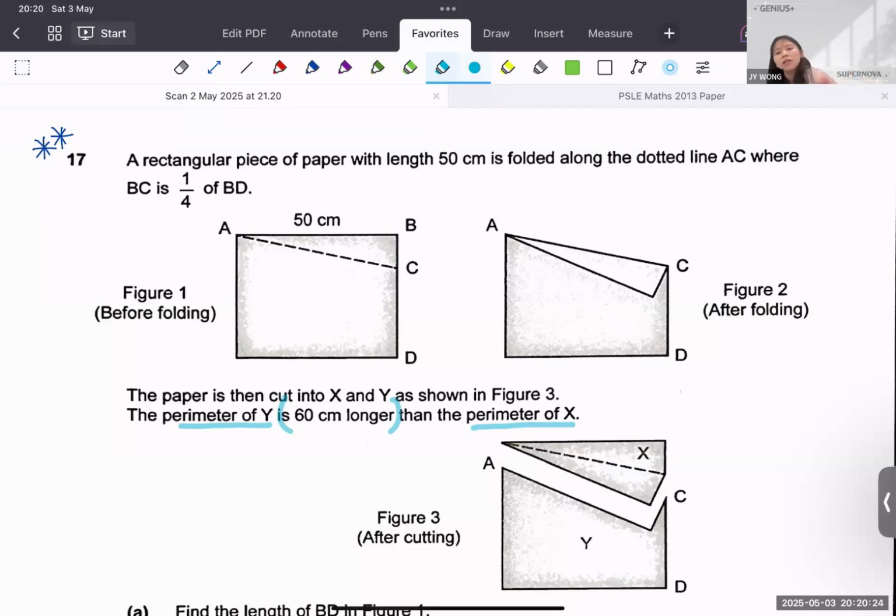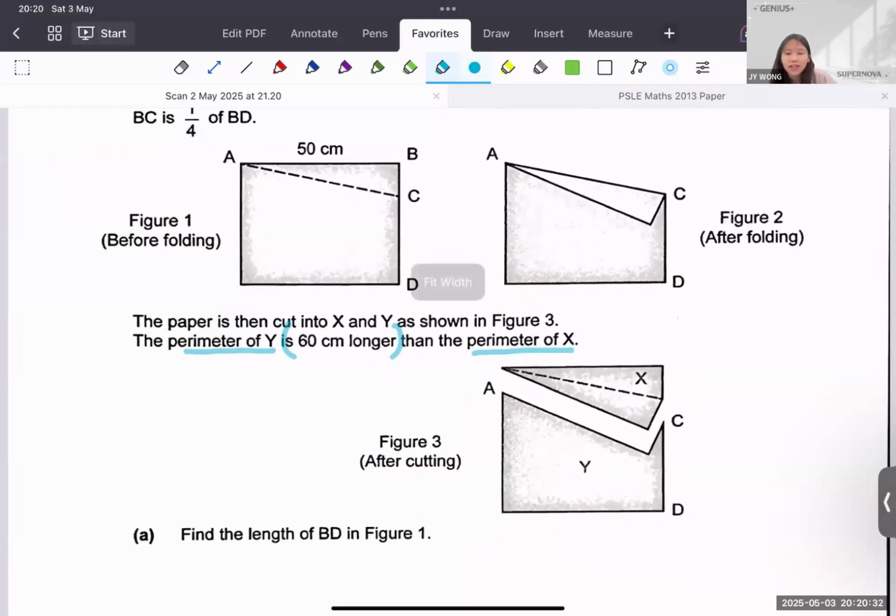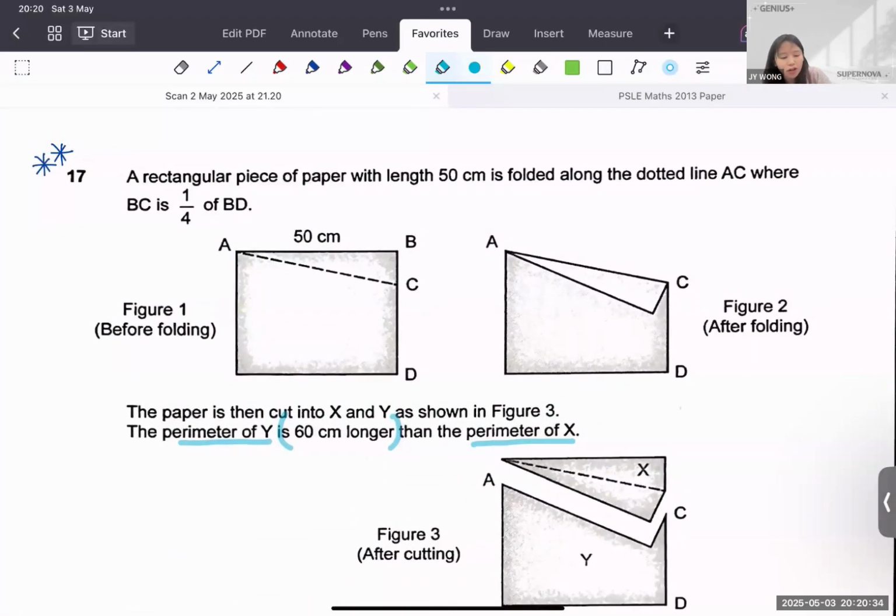Okay, so now, answers? No answers. A and B. Can I see your answers while I read the question? When I finish, I should see more responses. A rectangular piece of paper with length 50 cm is folded along the line AC. So it's folded along here. When you fold it, that means this slanted line is also 50 centimeters, because it was originally this part.